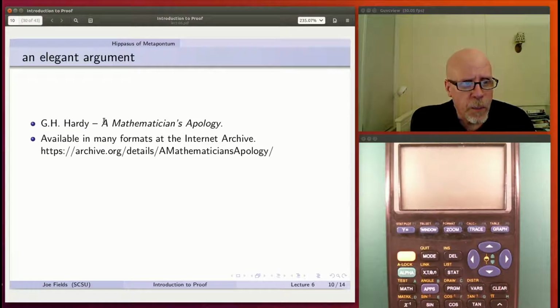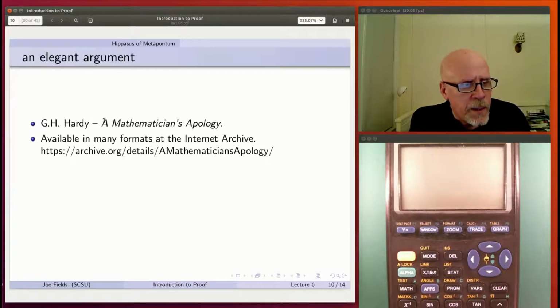This book is available at the Internet Archive. It's also something you can get for cheap because the copyright is long over. But you can get a full text of it at the Internet Archive there.